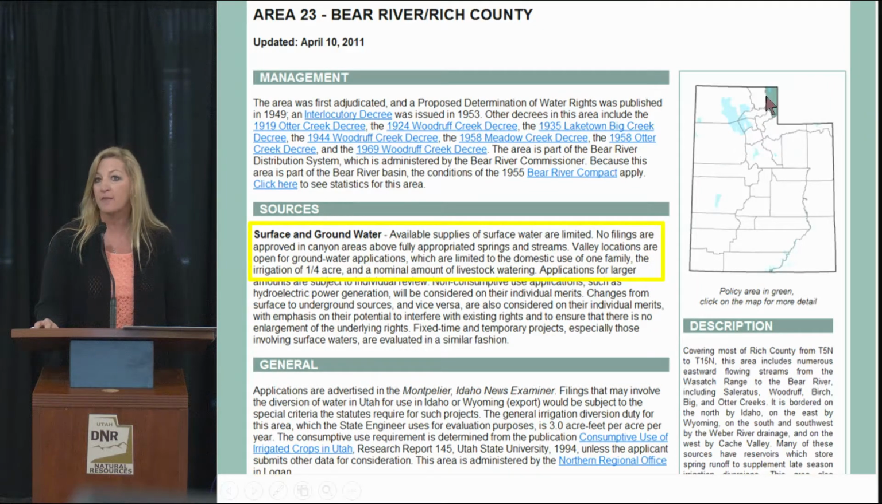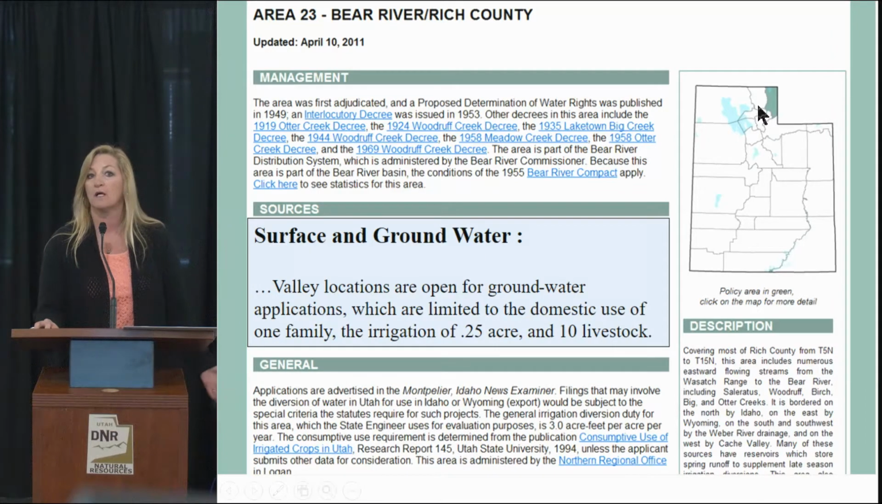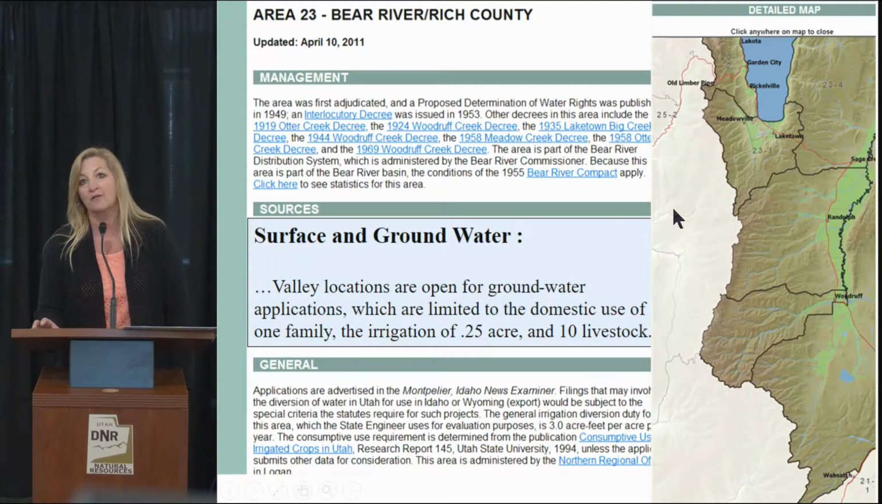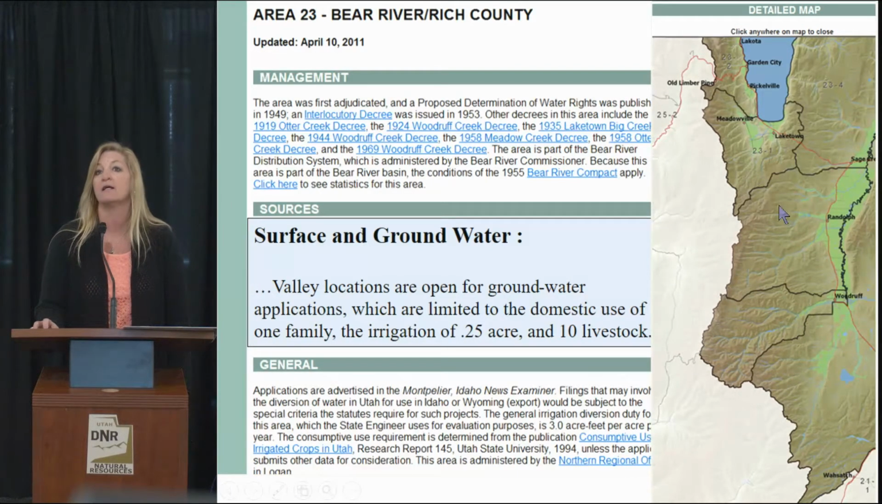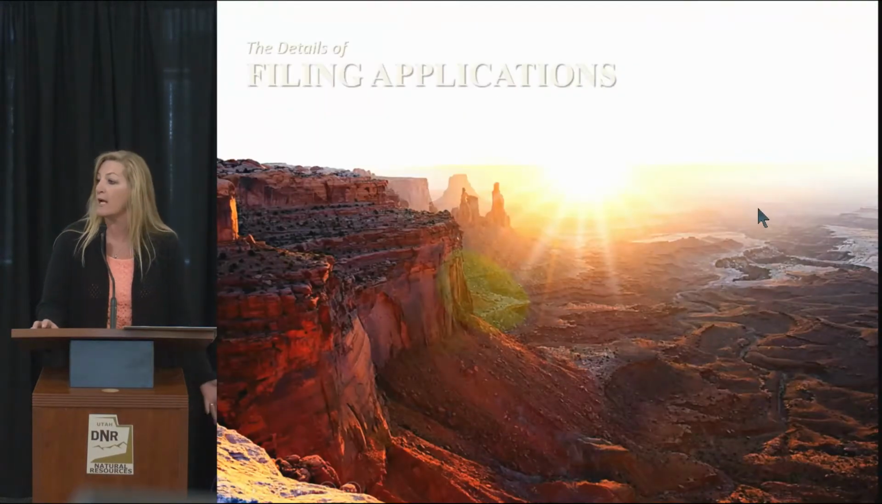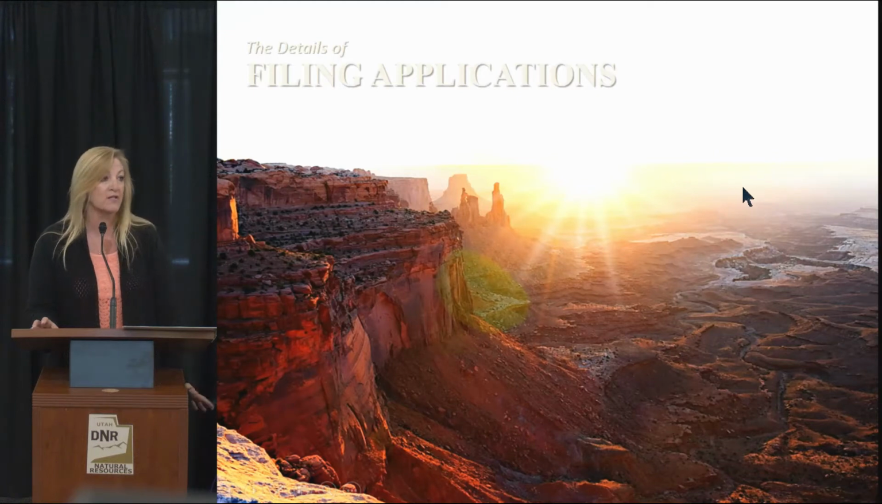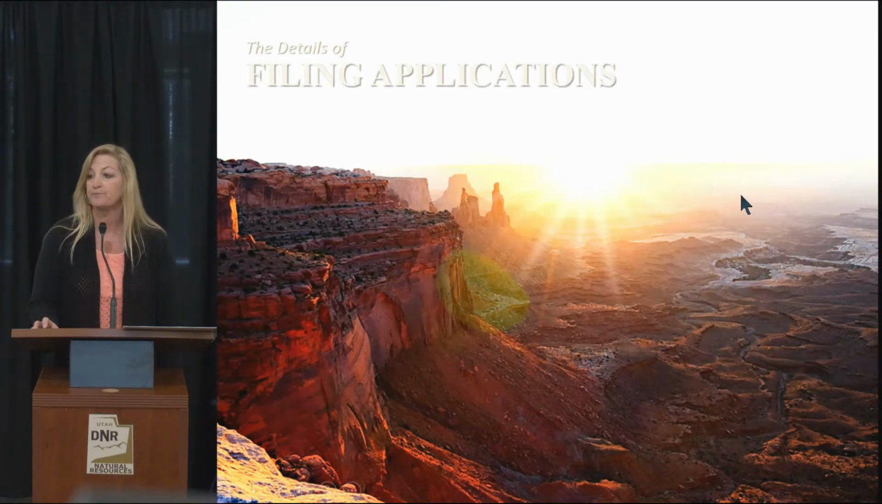Now, if you click on the map again in that green area, it will bring up a little bit more detailed area. If you're not sure which area you're in, you can bring up this map and see, I'm outside, I'm actually going to be in the neighboring area, or yes, I am going to be in this area. You click that again and it will go away. But that just helps you know, when you're in a specific area, what type of application you can file and what policies are for that area.